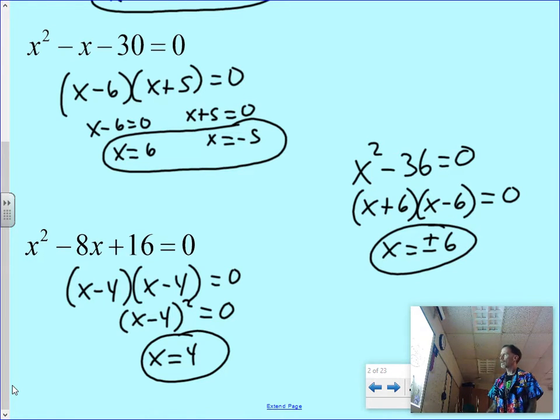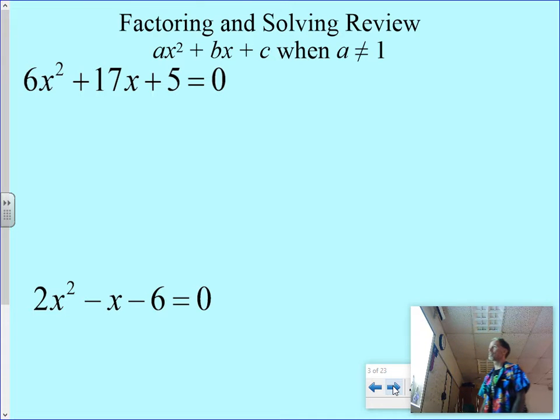Okay? So that's the a equals 1 case. Sometimes a might not equal 1, but there might be a GCF that you can factor out. I'm not going to do a GCF example. I think you know how to do GCF, but just keep an eye out for that because sometimes taking a GCF out can make life a little bit easier. Okay?